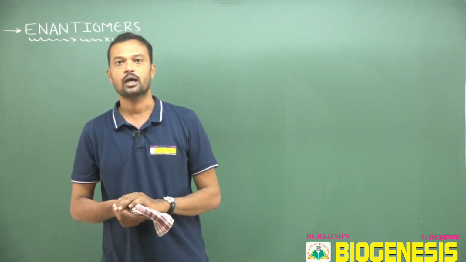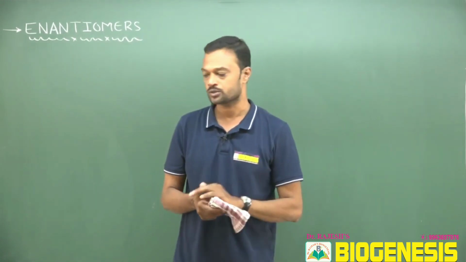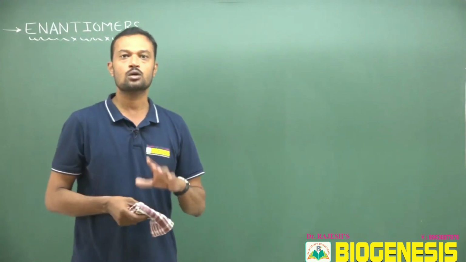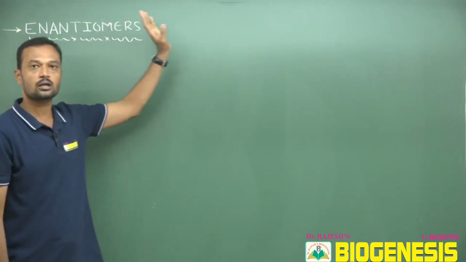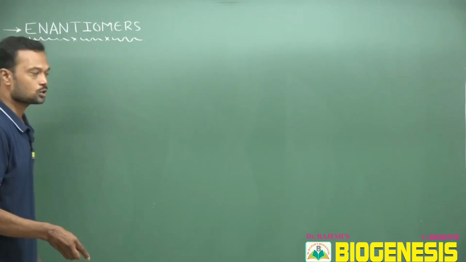In this video we will discuss what an enantiomer is, how enantiomers are identified, and what the properties of enantiomers are. Enantiomers are non-superimposable mirror image isomers. Remember, they are completely non-superimposable mirror image isomers.